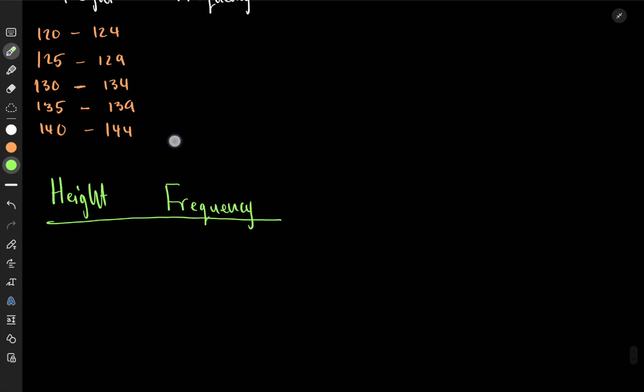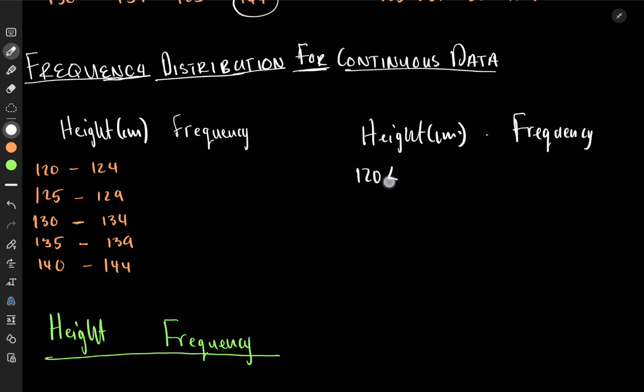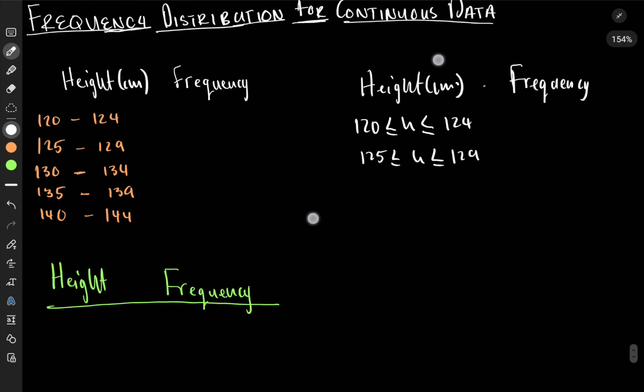Now what I want you to know before I go ahead is, you see writing 120 to 124, we can even write it like this: height, in centimeters, then frequency. I'm going to use the symbol H for height. I would say 120 less than or equal to height, which is less than or equal to 124. That means 120 to 124. Then 125 to 129, I'll say 125 less than or equal to height, less than or equal to 129. That's another way of writing it.